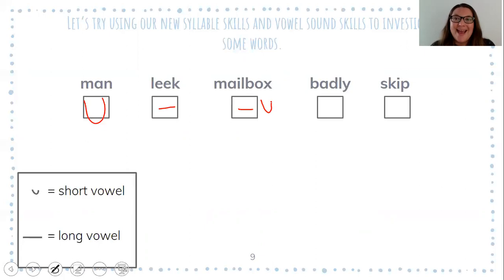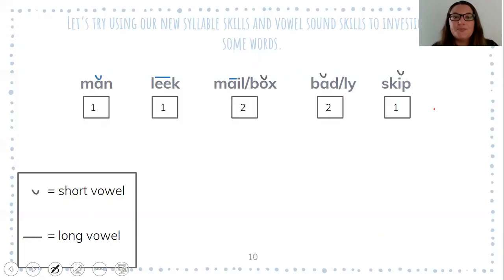Badly. B-A-D-ly. Badly. Is that A? Is it badly? No, it's badly. So that's a U. And the last one is skip, so it's not Skype, it's skip. So that's a short vowel sound as well. And we can practice our syllables by going like this. Man is one, leak is one, mailbox is two, badly is two, skip, one. Nice work. All right, and look at that, we've already done it.